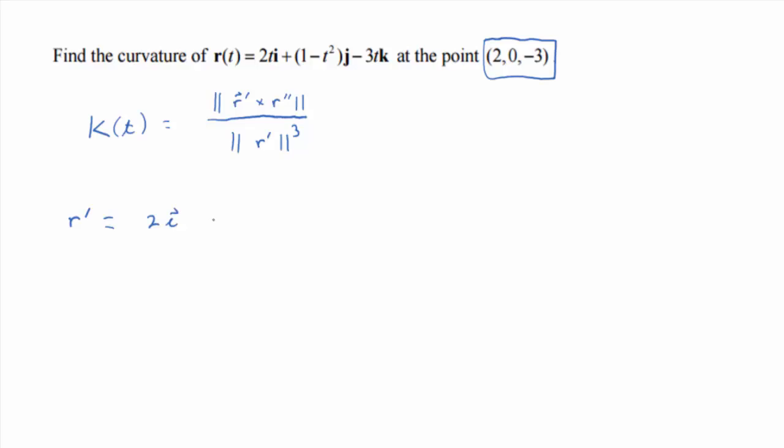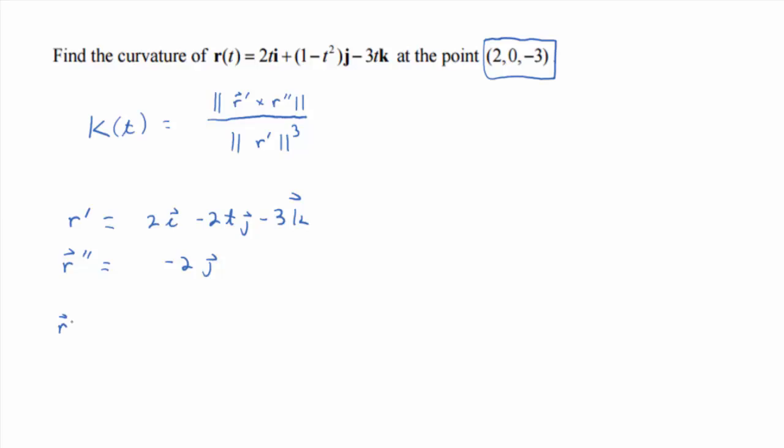So r prime is going to be 2i minus 2tj minus 3k. And then r double prime, what's that? Negative 2j, that's it. Yeah, that makes it nice to find r prime cross r double prime, which is next.